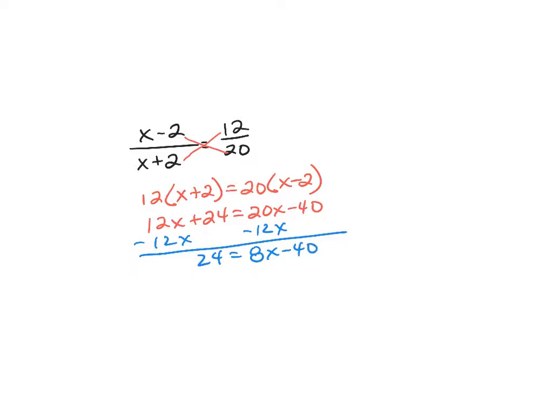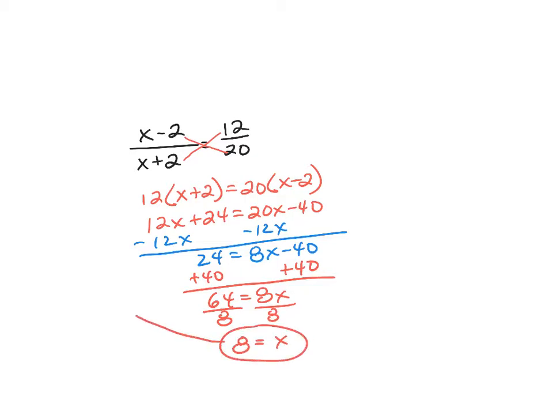And then I'm going to add 40 to both sides. If I add 40 to both sides, I get 64 is equal to 8x. And then I would divide both sides by 8. Doing that, I get a final answer of x is equal to 8. I will leave it to you to put it back into the original equation and verify that it does work.